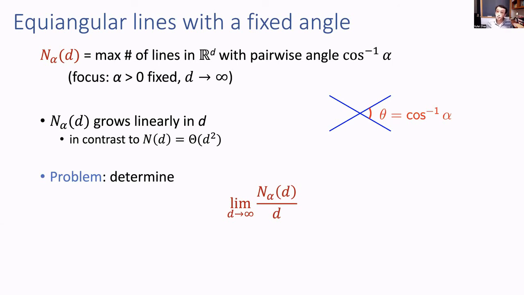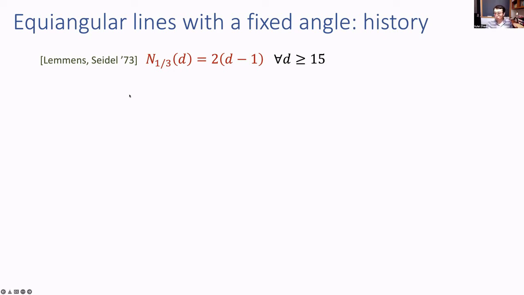Let me tell you a bit about the history of this problem. While equiangular lines have been studied for quite some time, the specific version of the problem with a fixed angle was first studied in a paper by Lemmens and Seidel in the 70s. It turns out that for this problem, each angle has its own features, and it's fine to consider it a different problem for each angle. The simplest interesting case is when alpha equals 1/3. So we're looking at the common angle arccosine of 1/3. In the paper of Lemmens and Seidel, they solved the problem for every dimension, and in particular, for large enough dimensions, the answer is 2 times d minus 1.